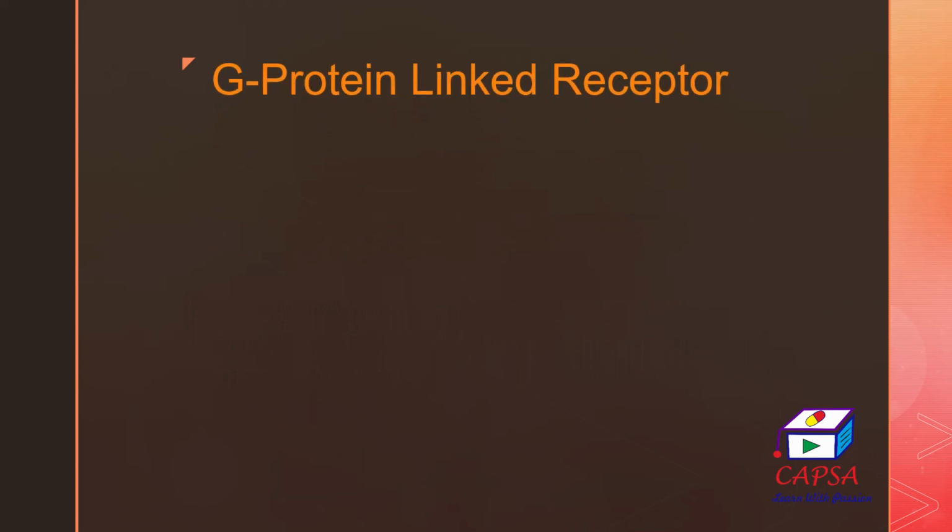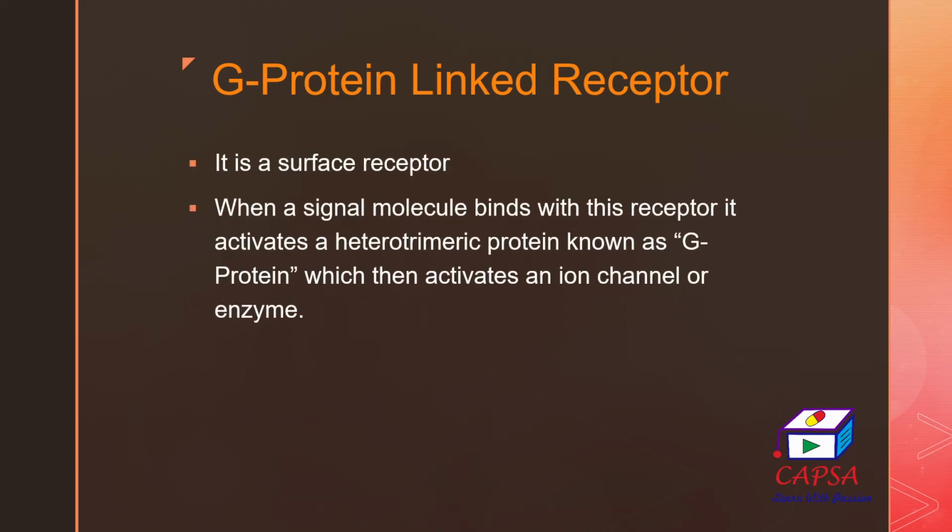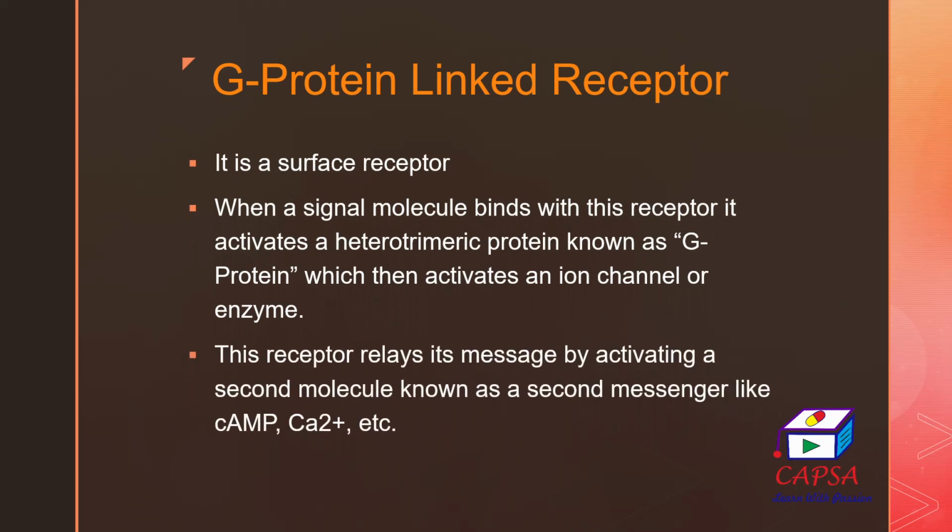Now, what is G protein linked receptor or G protein coupled receptor? It is a surface receptor. When a signal molecule binds with this receptor, it activates a heterotrimeric protein known as G protein, which then activates an ion channel or enzyme. This receptor relays its message by activating a second molecule known as second messenger like cyclic AMP, calcium 2+, etc.